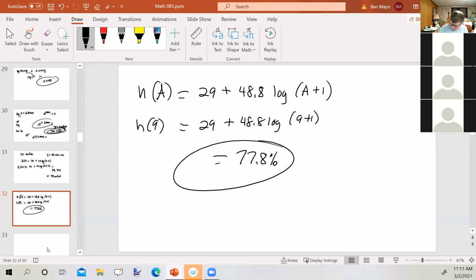All righty. So don't forget, log means log base 10. Changing from exponential to logarithmic form, or the other way, the base stays the same. The two numbers change places.